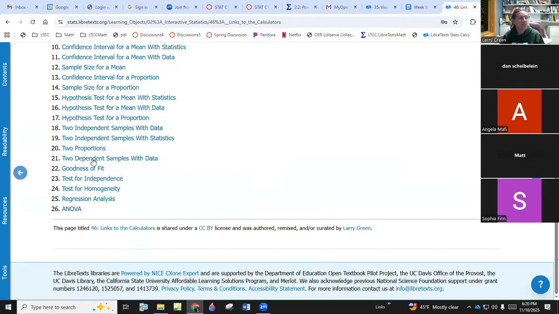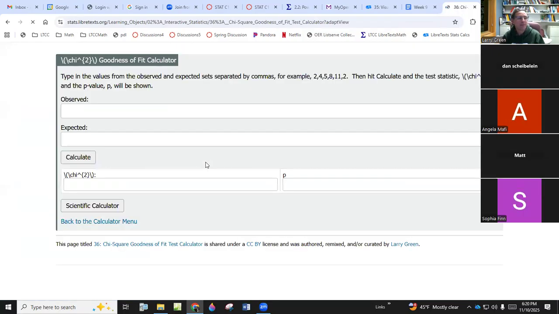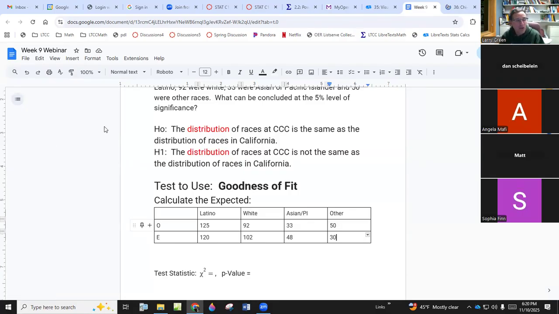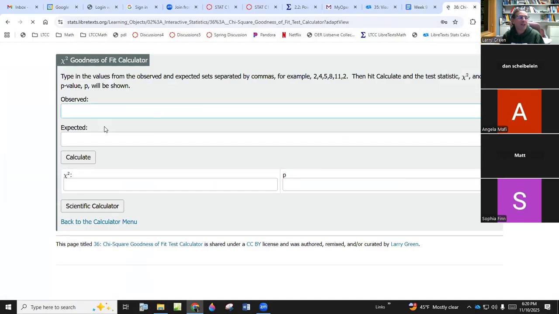Yeah, 22. This is a goodness of fit test. And the way this has it, it just says observed separated by commas, expected separated by commas. And it has to be in the order at which you write things. So 125, 92. What I'll do, I think the easiest way for me, I'm going to copy. I'm going to paste. And now I got to put commas in to separate them. Comma, comma, comma. Any questions on what I just did? I do the same thing with the expected.